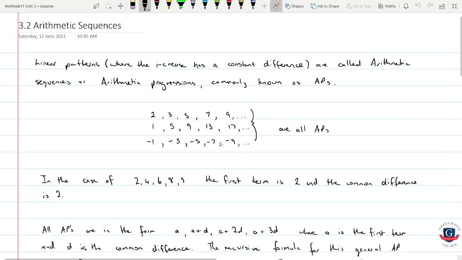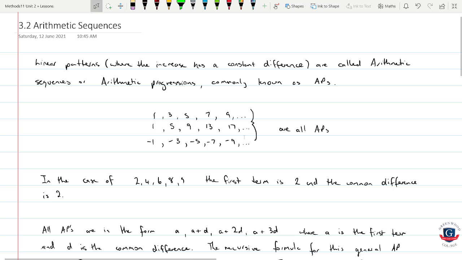Set this up nicely. So 2, 3, 5, 7, 9 is an AP. 1, 5, 9, 13, 17 is an AP. In this case, it's going up by, or is it an AP? No, it's not. Why is it not? Because it's not going up by a constant increase. Let's fix that. 1, 3, 5, 7, 9, each time going up by 2.